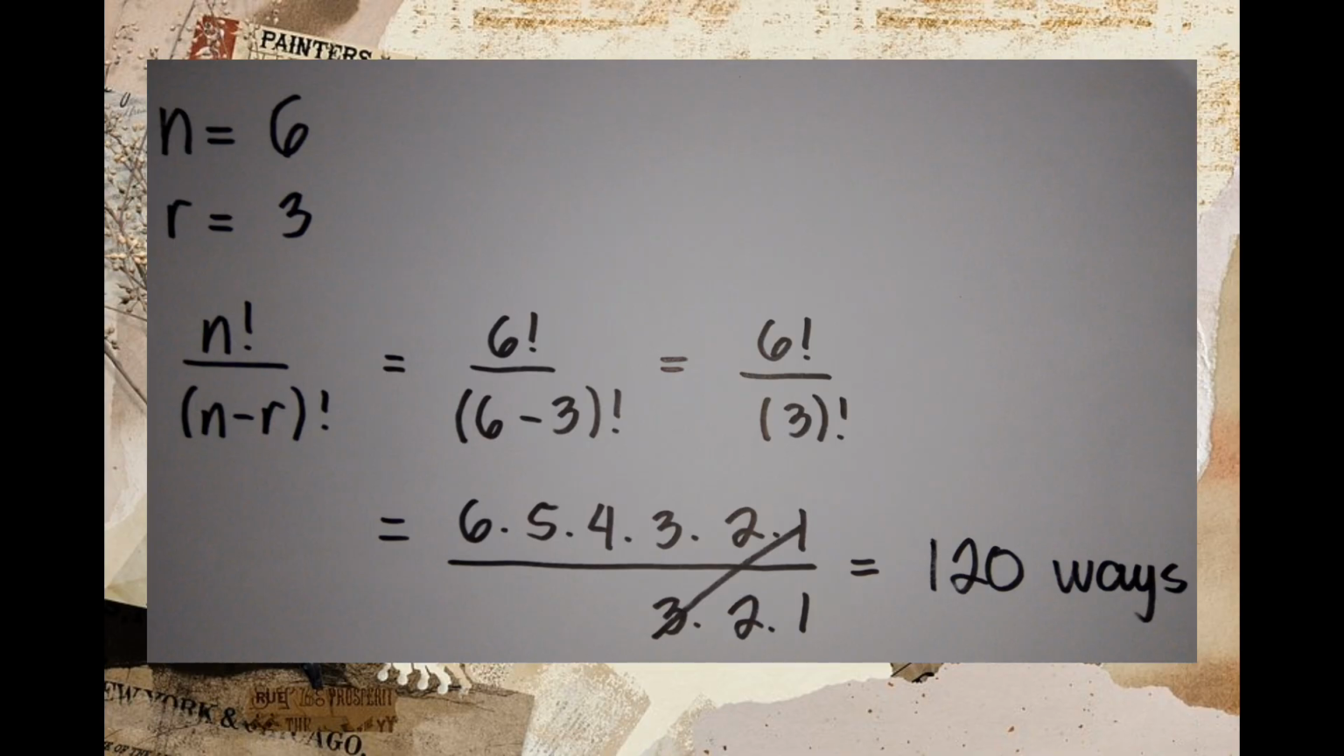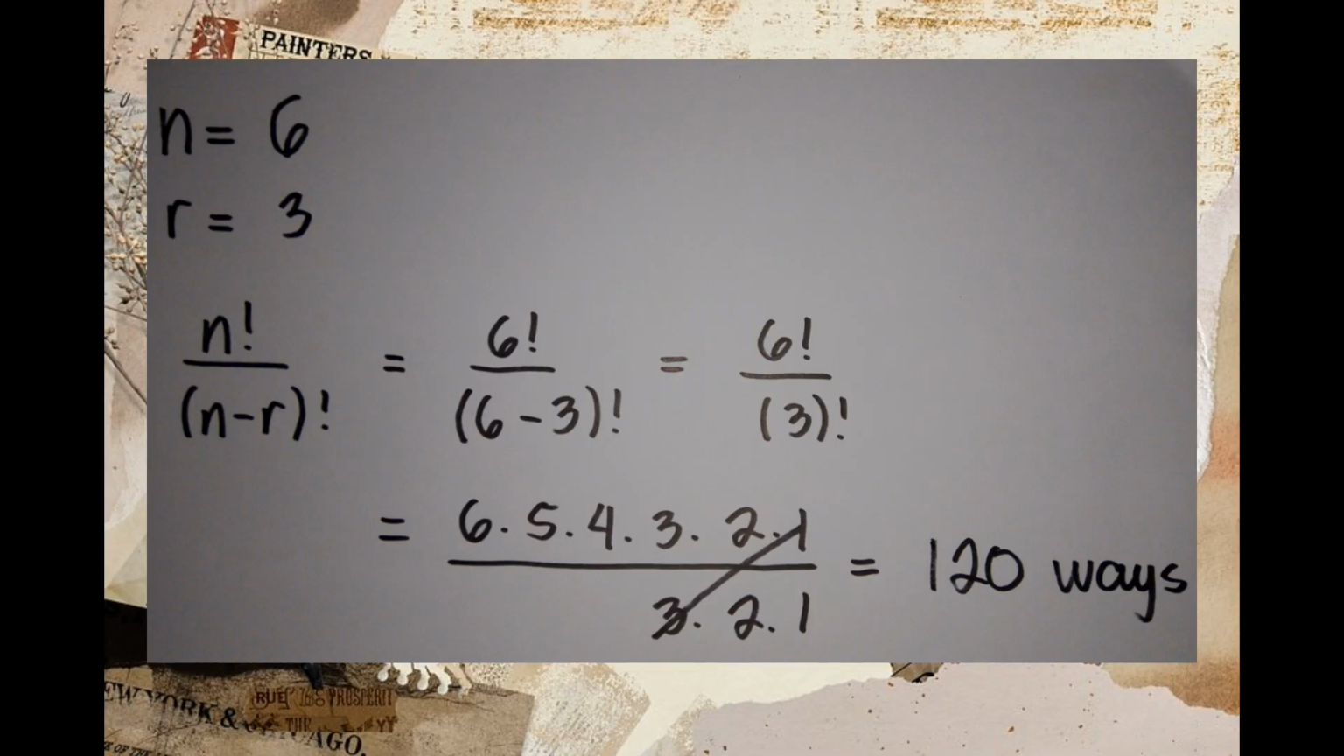The formula of permutation is n factorial over n minus r factorial, which is equal to 6 factorial over 6 minus 3 factorial, which is equal to 6 factorial over 3 factorial. The factorial of 6 is 6 times 5 times 4 times 3 times 2 times 1, over the factorial of 3, which is 3 times 2 times 1. Eliminate the 3 times 2 times 1 over 3 times 2 times 1 because they are the same.